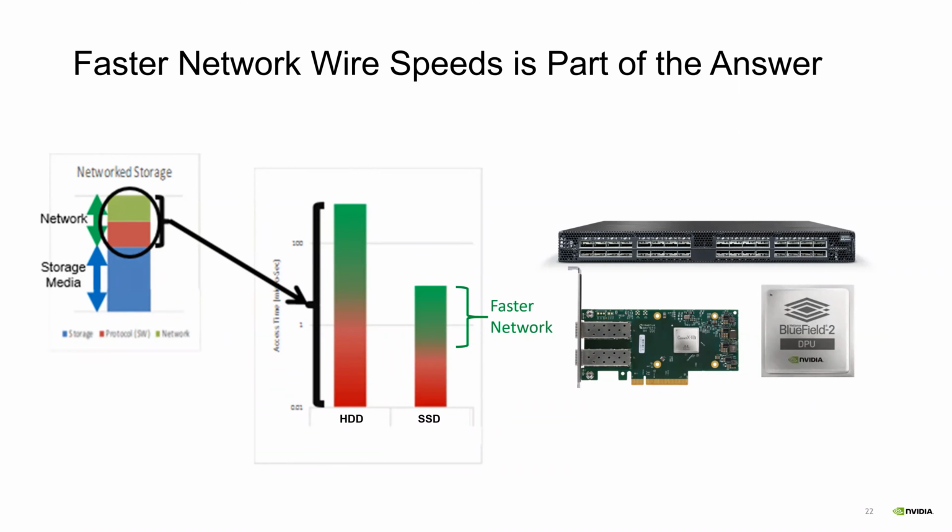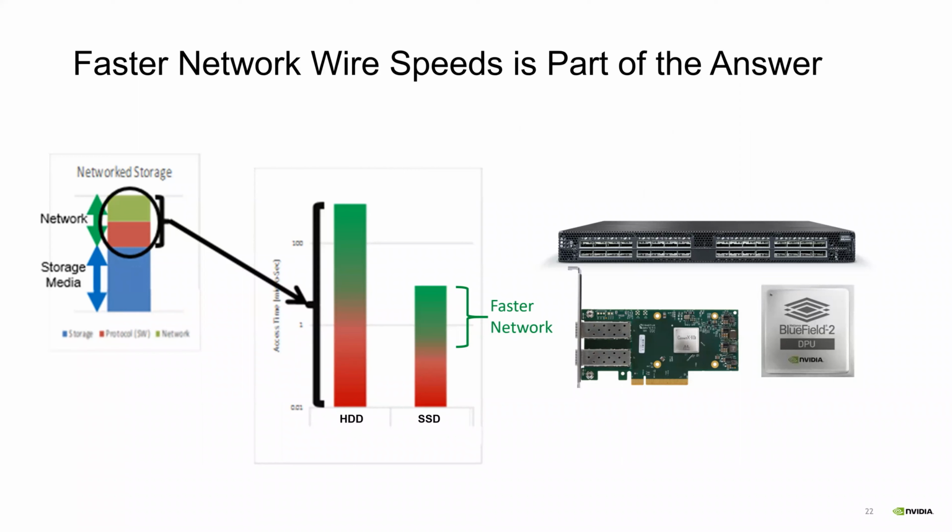Fortunately, at NVIDIA, we make really fast networks for both Ethernet and InfiniBand. We have 200 gigabit Ethernet and InfiniBand adapters, switches, cables, media modules, and DPUs today, with 400 gigabit on the way next year. Our switches already support 400 gigabit inter-switch connections.